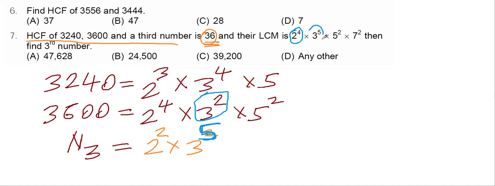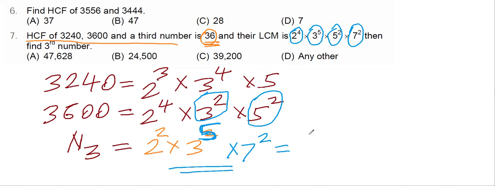So this is also clear. Then 5 square is there here? Yes, 5 square is there. So it's already clear. Now next is 7 square. 7 square is there anywhere? No, it's not there. So I have to multiply by 7 square. So this will be my third number.